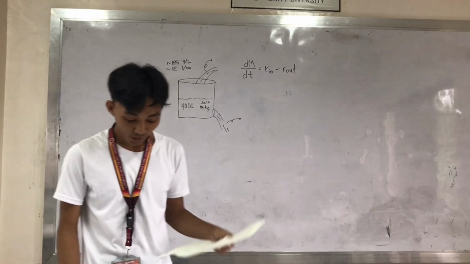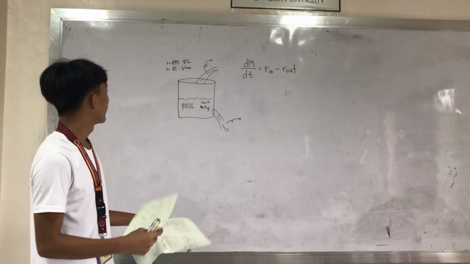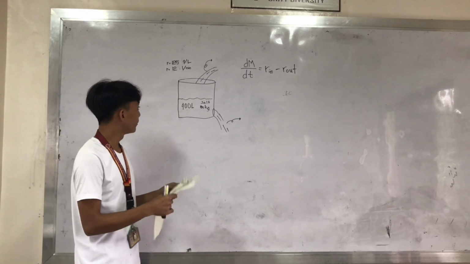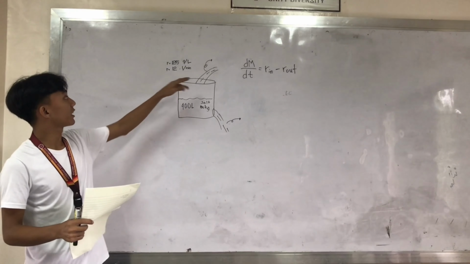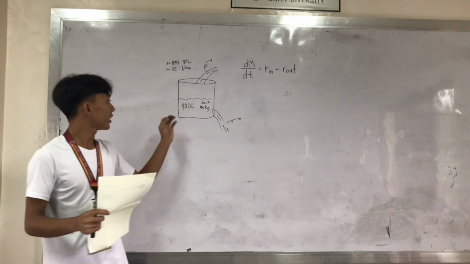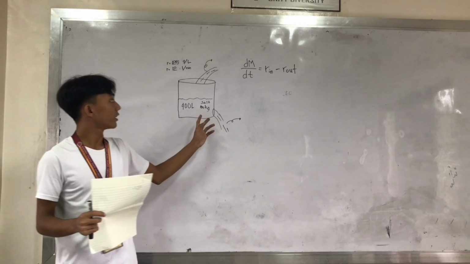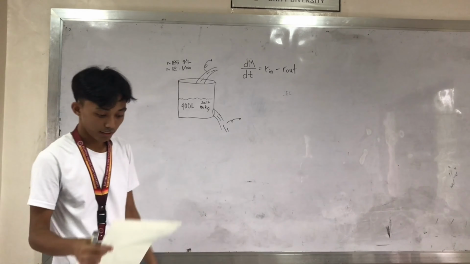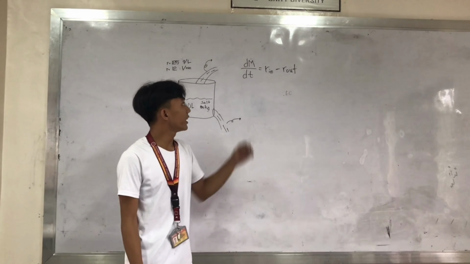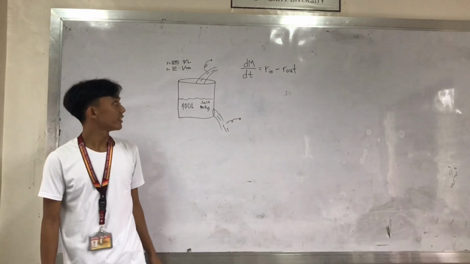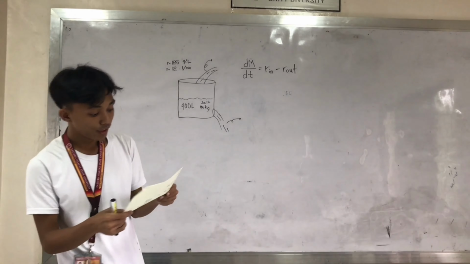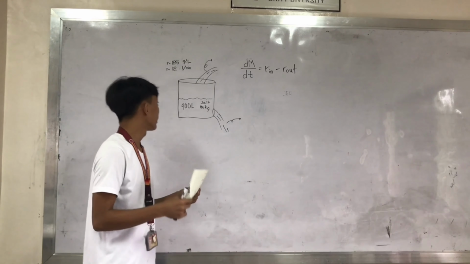Next step is to draw and understand the diagram. We have a diagram that shows the problem. There's a rate of water flowing into the tank, and there's a rate of water coming out of the tank. Write the formula. The formula is dm over dt is equal to Rin minus Rout. Step 4: solve for the Rin and Rout.